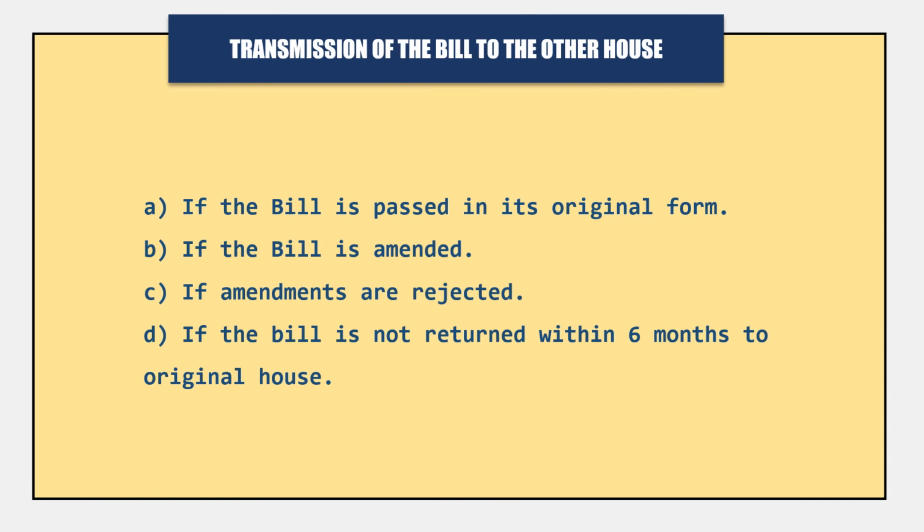Important point to be noted, in case of constitutional bill, there is no provision for a joint session in case of disagreement between the two houses of parliament. In case of money bill, there is no provision for joint sitting because the power of the Lok Sabha is absolute.